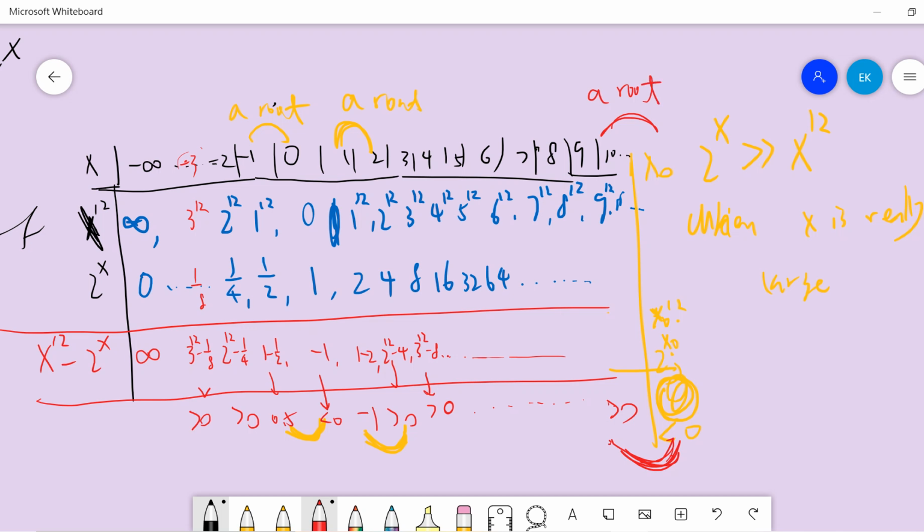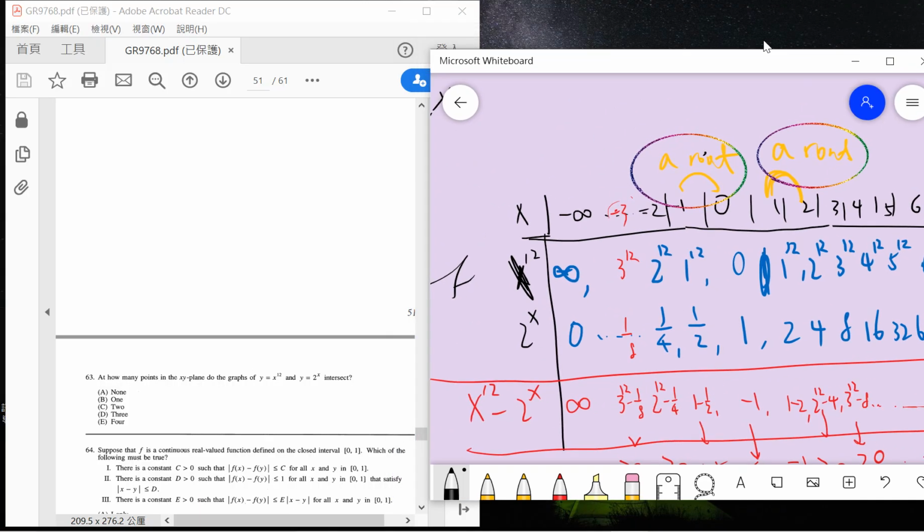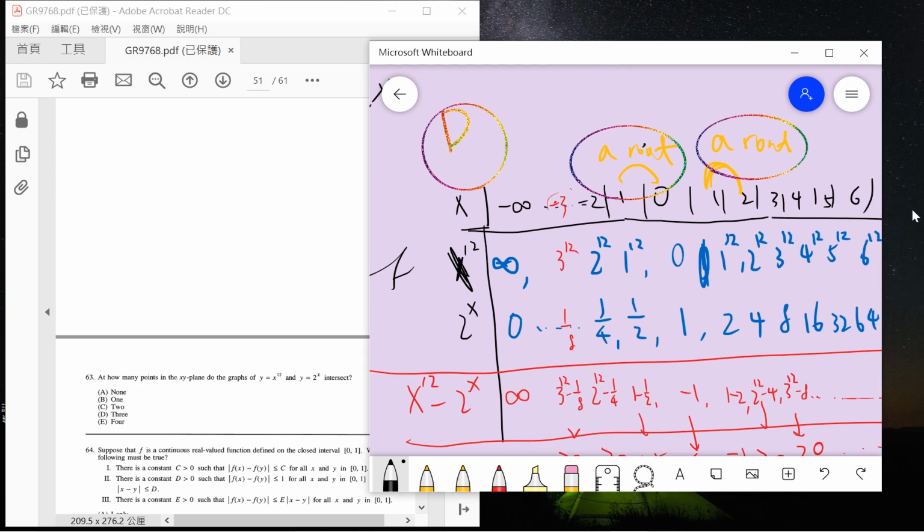So in total, how many roots do we have? 1, 2, 3. So we have 3 roots. The correct answer is D, number 63. The answer is D, 3 roots. Yeah, so that's it. Be careful.